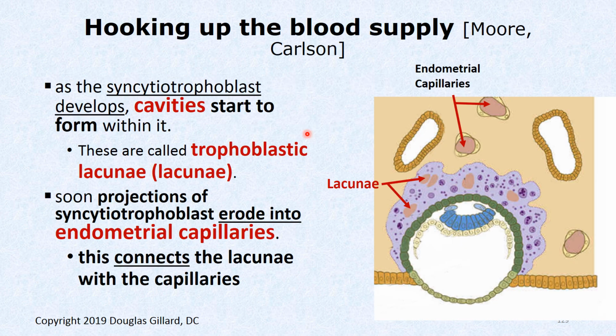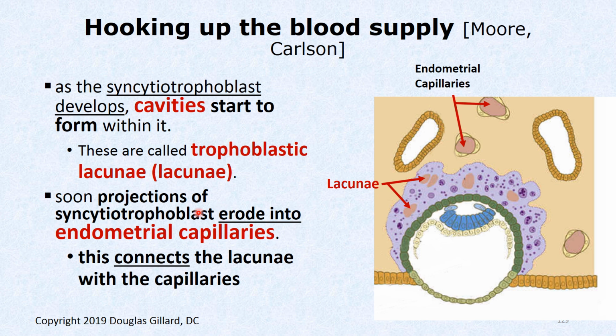Hooking up the blood supply. So let's talk about that. We kind of talked a tiny bit about it, but as that syncytiotrophoblast develops, we start getting these cavities. I mentioned these are called lacunae, or more specifically, trophoblast lacunae. They're empty right now, but they're not going to be pretty soon, because this invading syncytiotrophoblast is going to poke a hole in the endometrial capillary here, and once it does, this is going to fill with blood. So this will be our first makeshift circulation of our embryo.